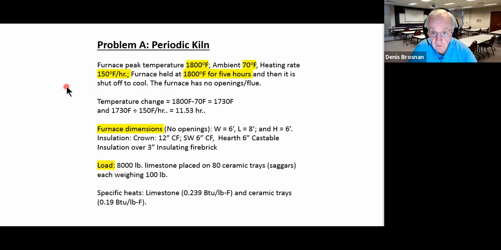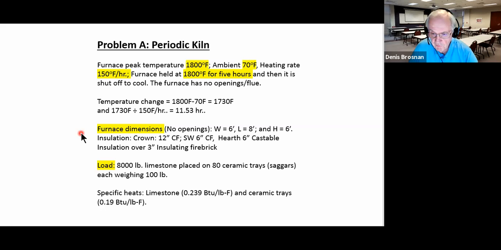We're going to say this furnace has no flue, just to make the problem a little bit easier for you. So we're heating it up from 70 to 1800. That's a span of 1730 degrees Fahrenheit. And heating it 150 degrees Fahrenheit an hour, that takes 11.53 hours to heat it up. Once we get to that temperature, as we said, we're going to hold for 5 hours.